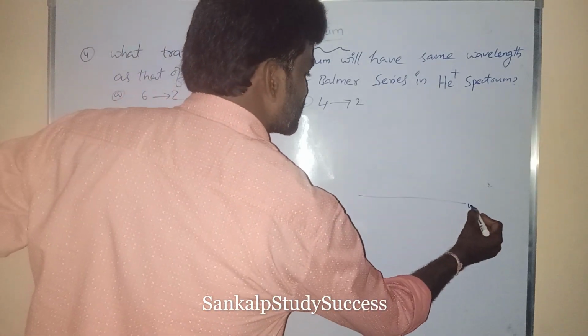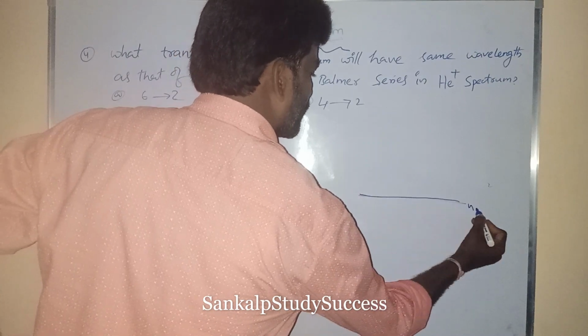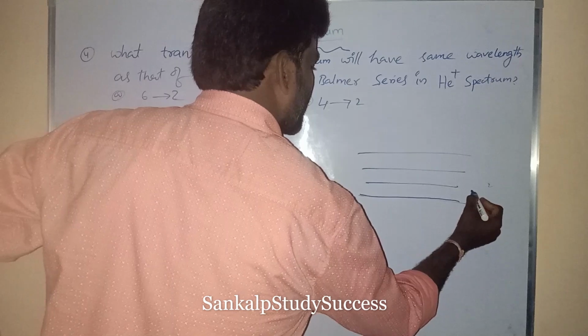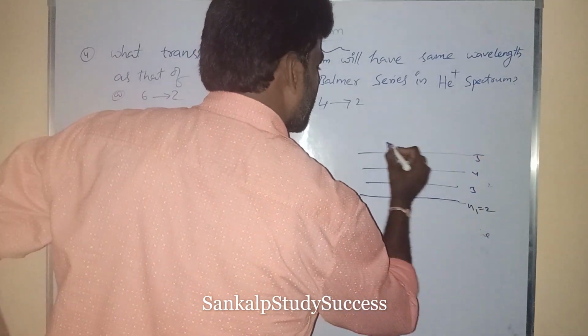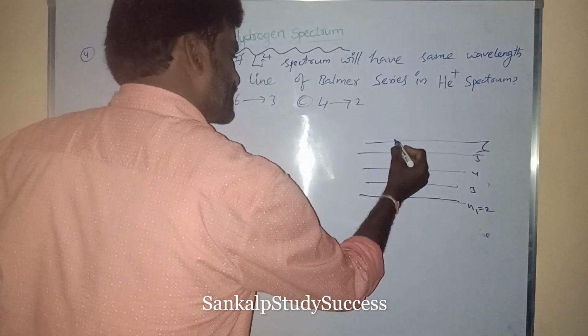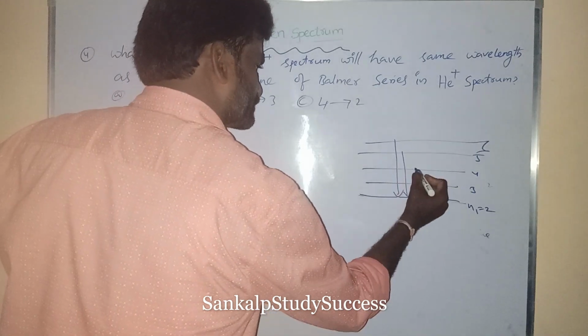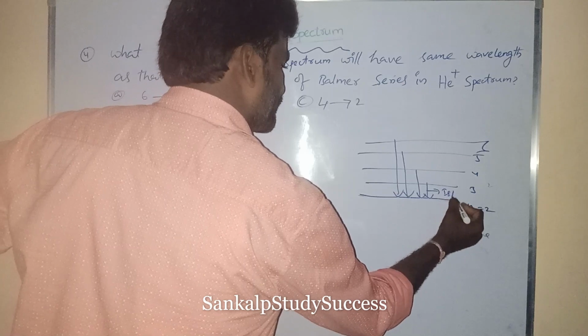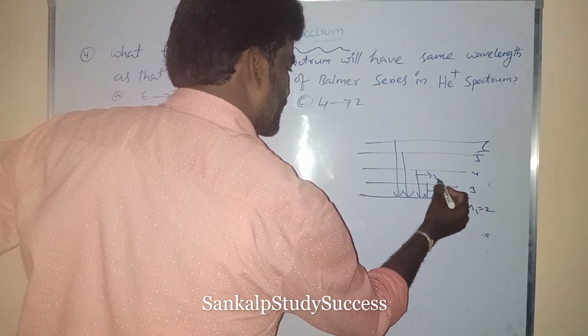So this is the Balmer series. For Balmer series, N1 is equal to 2. These are the higher energy levels like 3, 4, 5, 6. So these are the transitions. This is the first line, and this is the second line.